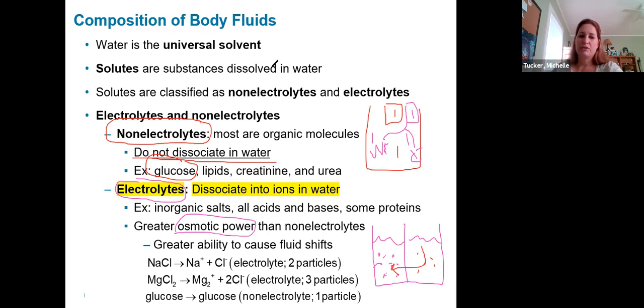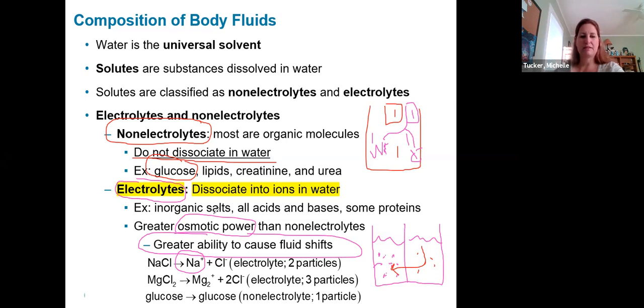Electrolytes have a much greater ability to cause fluid shifts. So today's topic is fluid balance, and fluid balance is primarily going to be controlled by sodium. Non-electrolytes do not dissociate in water. An example is glucose. They do not contribute nearly as much to fluid balance as electrolytes.